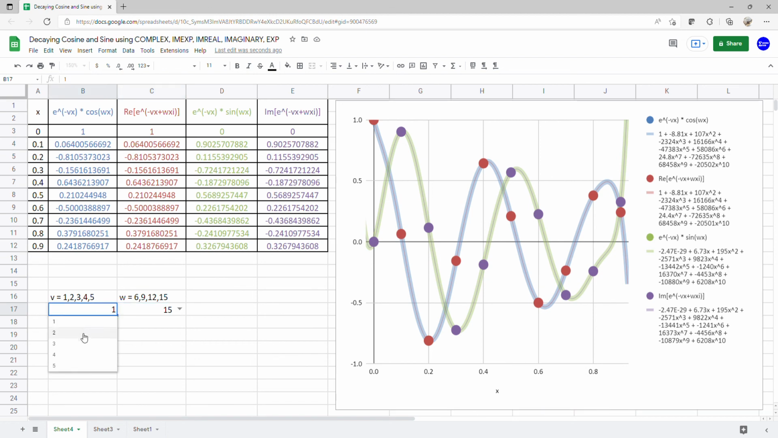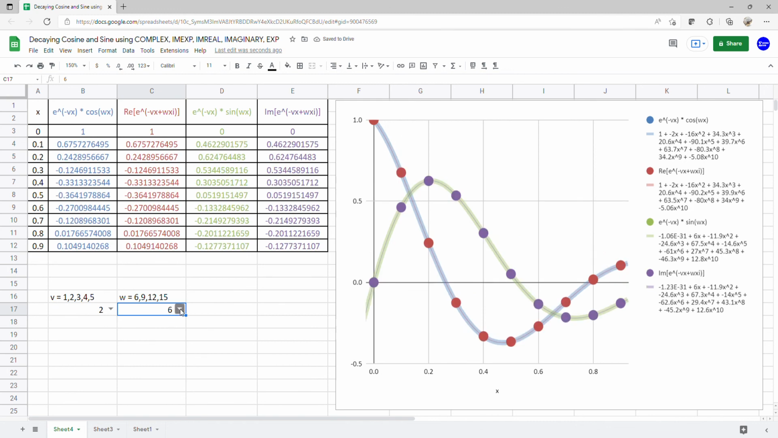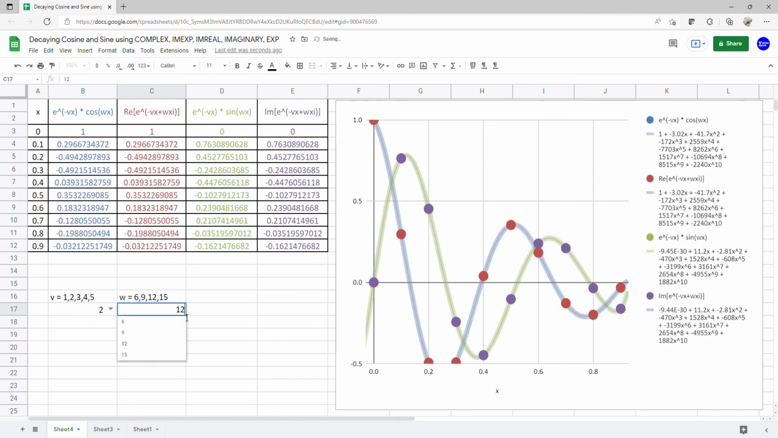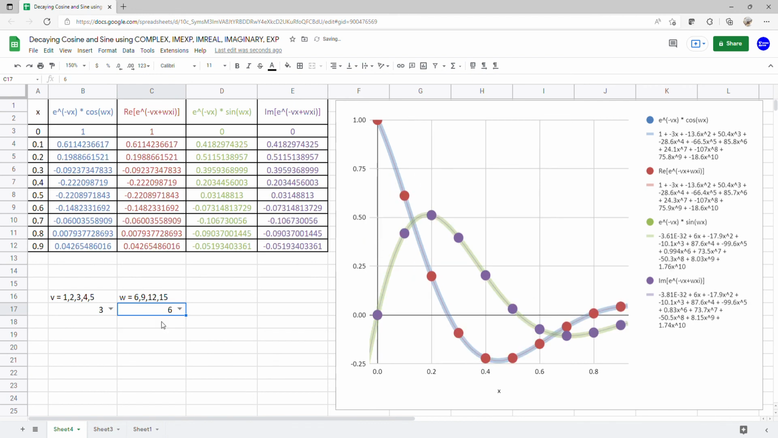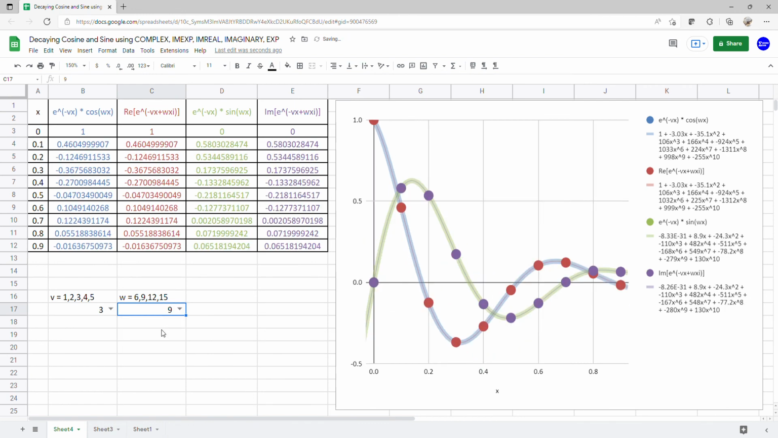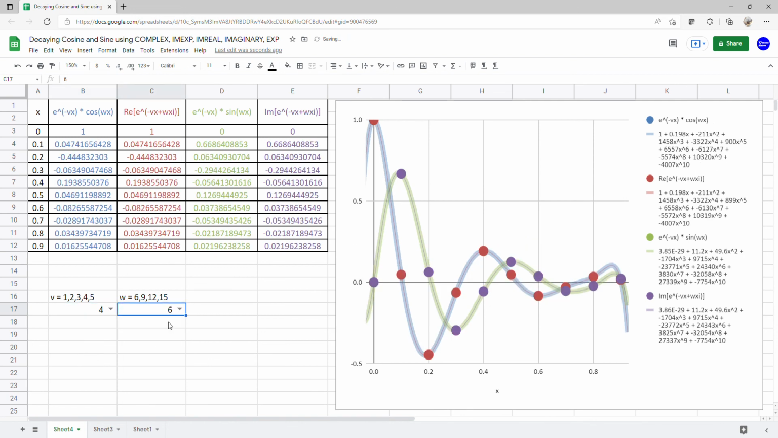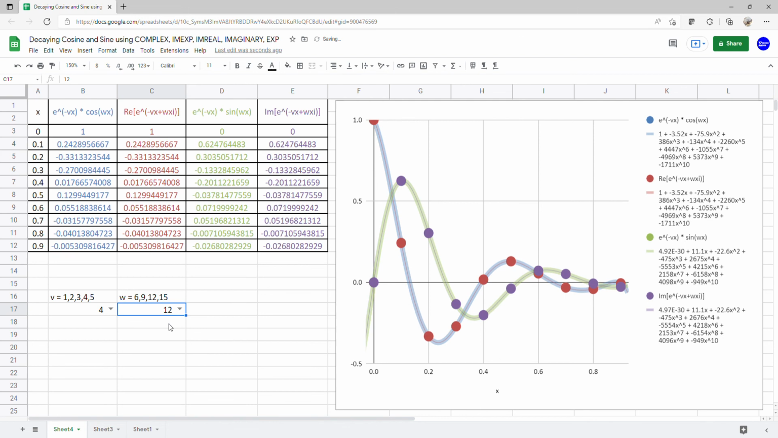Next, we continue with v equals 2. Start with 6, then w equals 9, then 12, and 15. Then we continue at v equals 3, w equals 6, changes to 9, increase the frequency to 12, and 15. And changes to 4, starting with 6, and 9, then 12, and 15.